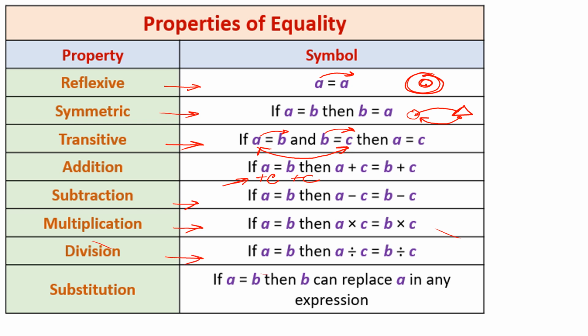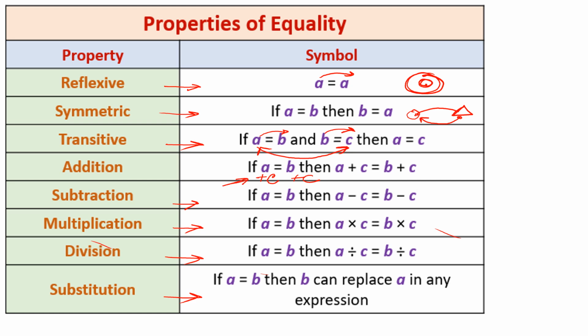And last but not least, the substitution property of equality: if A equals B, then B can replace A in any expression. So this is the substitution property. By mistake I said subtraction, but it is the substitution property, because I'm replacing something with some letters.